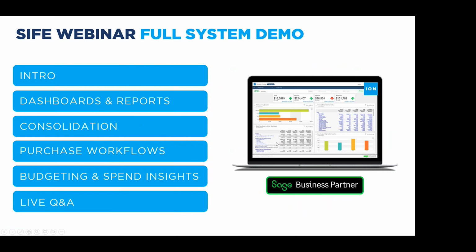So today, to set a little bit of an agenda for you, we will be covering, firstly, as always, a little bit of an intro of ION and who we are and how we play a part with Sage Intacct. But then we'll be going straight into the system, going through your dashboards and your reporting, consolidation and how this works within Sage Intacct, as we know that's vital for all multi-academy trusts and seems to be a bit of a bottleneck for a lot of trusts.